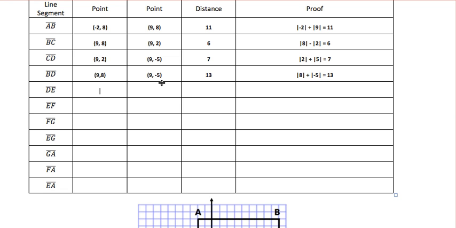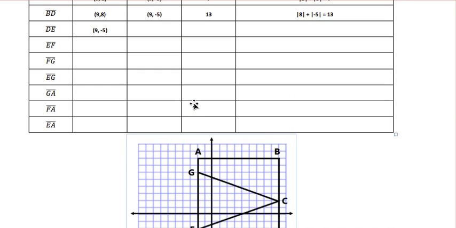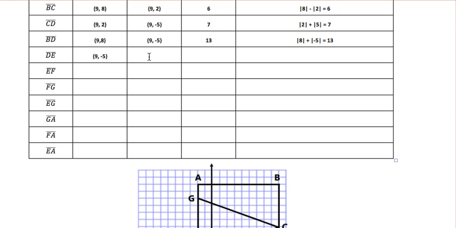DE. D, remember, is 9, negative 5. We've been working with that for the past 2 examples. And E, we need to locate. Here's 0, and we go 2 in the negative direction, and then 1, 2, 3, 4, 5 in the negative direction. So E is negative 2, negative 5.